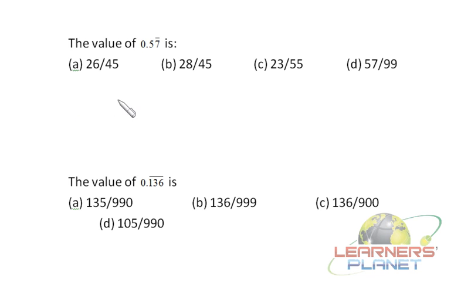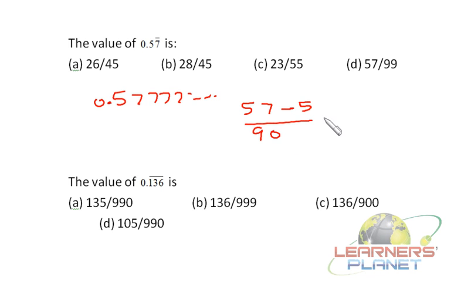And this problem, 0.577 with the bar only on the 7. That means it's 57, the complete number, minus the number which is not having a bar, which is 5, divided by as many 9s as the number of digits which are having a bar. So a single 9 is there, and the number of zeros will be equal to the number of digits which are not having any bar, so a single 0 over here. So it's 57 minus 5, that is 52 by 90. So that is 26 by 45.